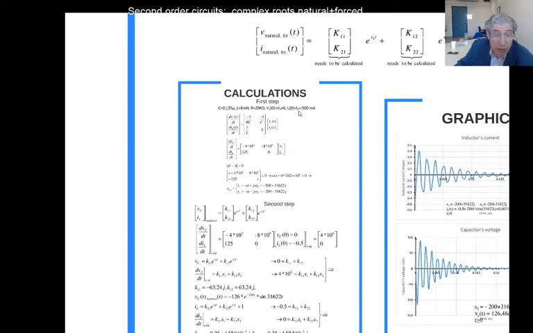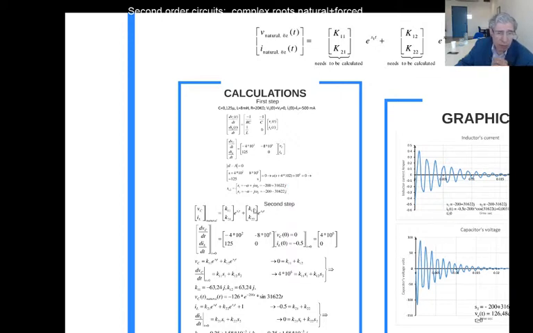For this specific example, there is no energy stored on the capacitor, so the only energy source of our circuit comes from the initial condition of the inductor. This is the representation of the mathematical model which represents our circuit, and these are the numerical values. When you choose the numerical values, you end up with complex numbers. These complex roots are complex conjugates of each other.